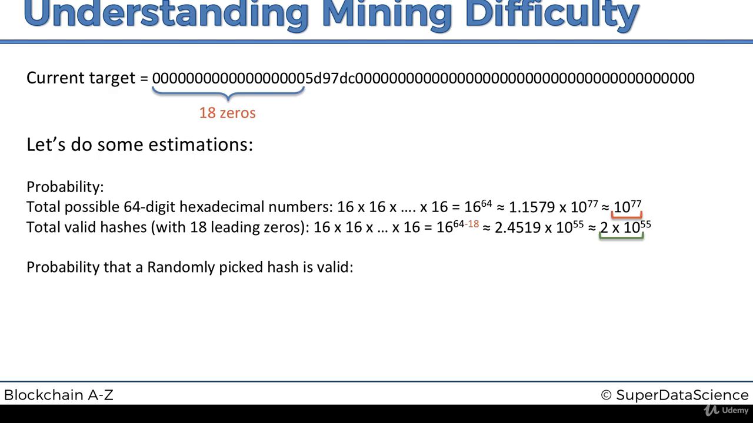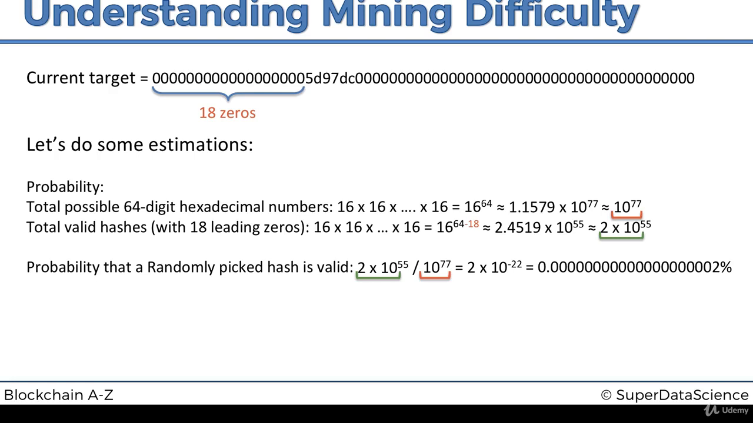2 times 10 to the power of 55, that number divided by that number. That's what we were after. That's the feeling. So just look at that number. That's the percentage probability that the nonce you pick is going to be a golden nonce, like a randomly picked nonce. How does that number make you feel?